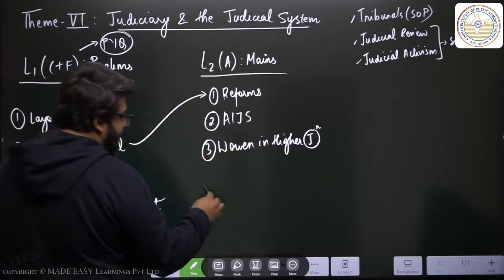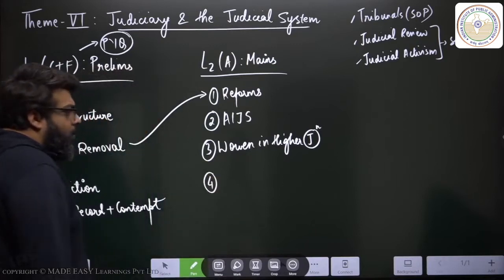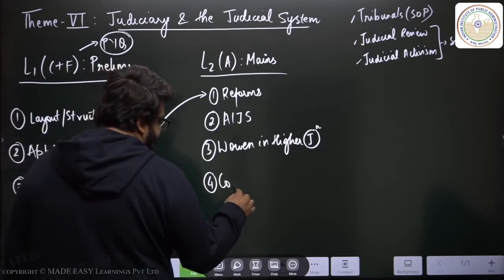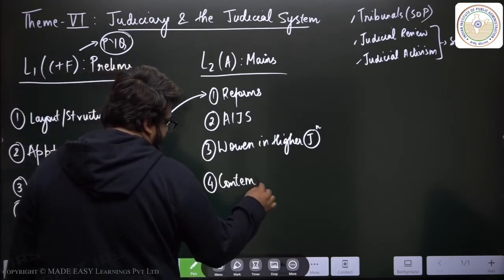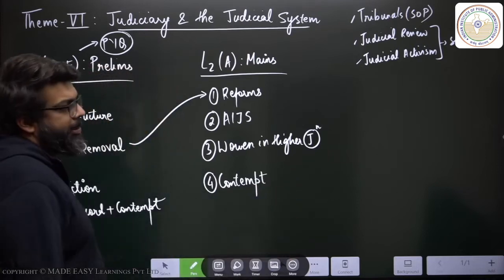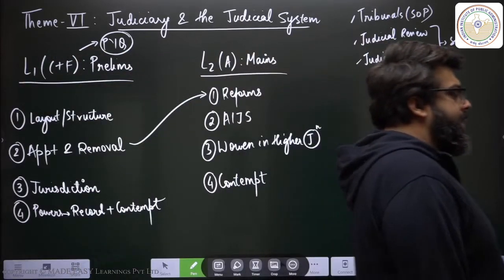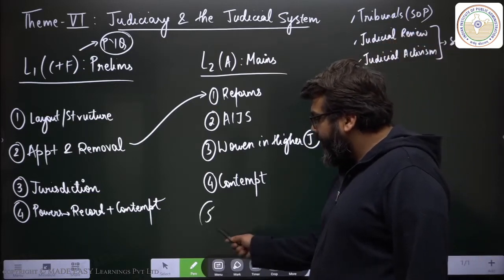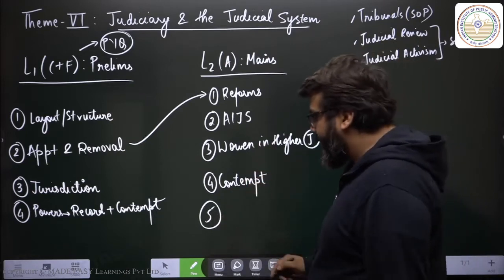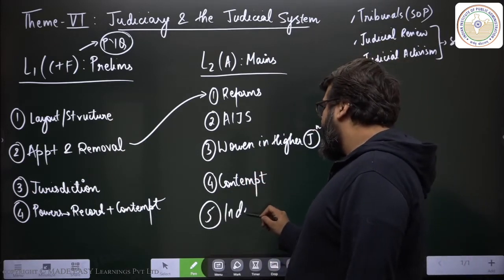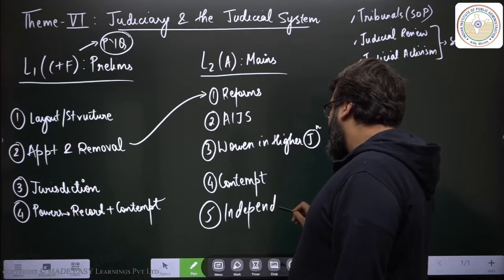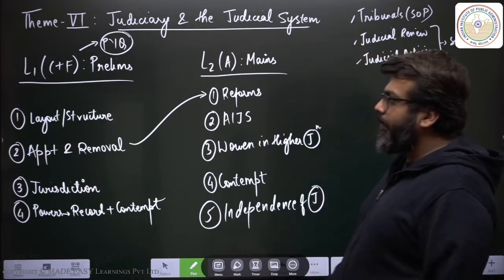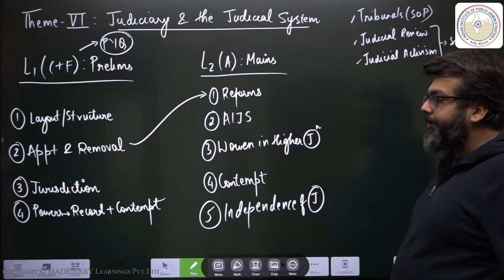Once we are done with this, we will then understand the contempt issues in analysis as far as the courts are concerned. And finally, from a larger theoretical point of view, we will understand what is truly meant by the independence of judiciary. Okay? And then we'll supplement it.